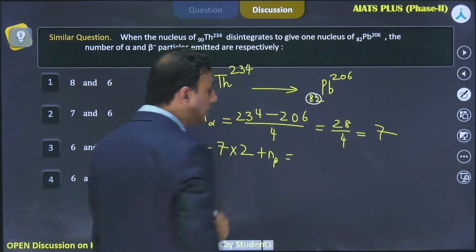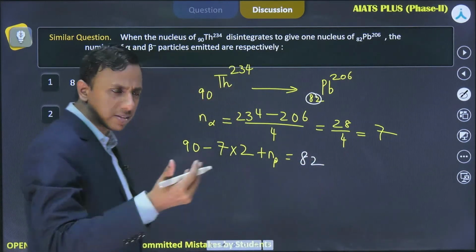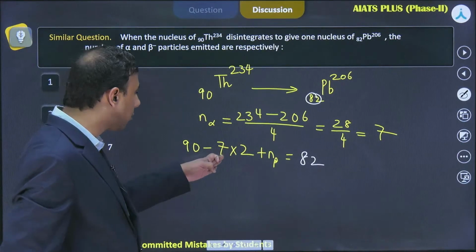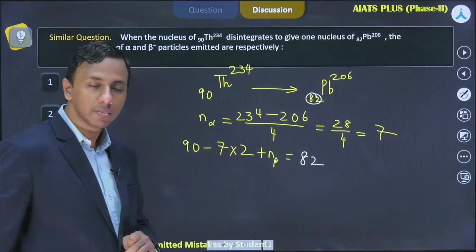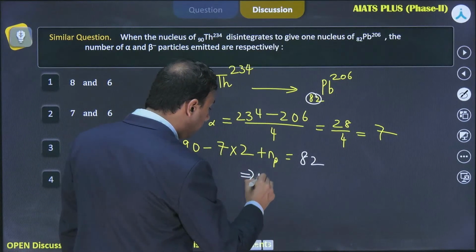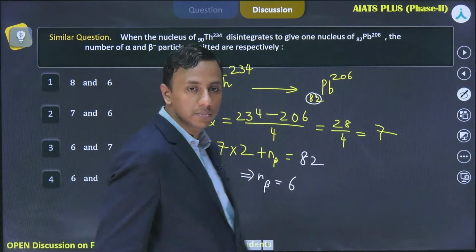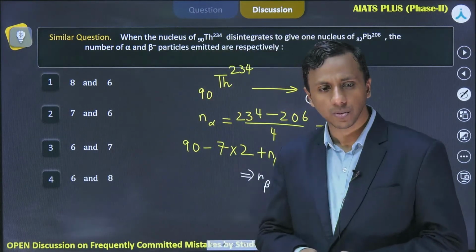Final atomic number is 82, right? So we will write 82 over here. So just have to solve it. See, this is 14. 90 minus 14 is how much? 76. So N beta will become 82 minus 76. That is 6. Pretty simple this one was.